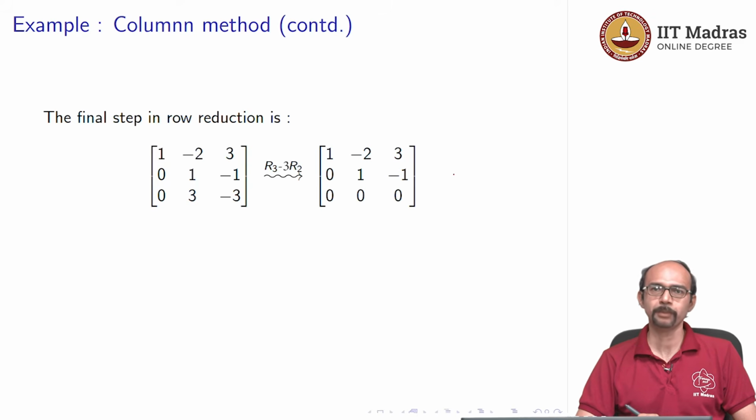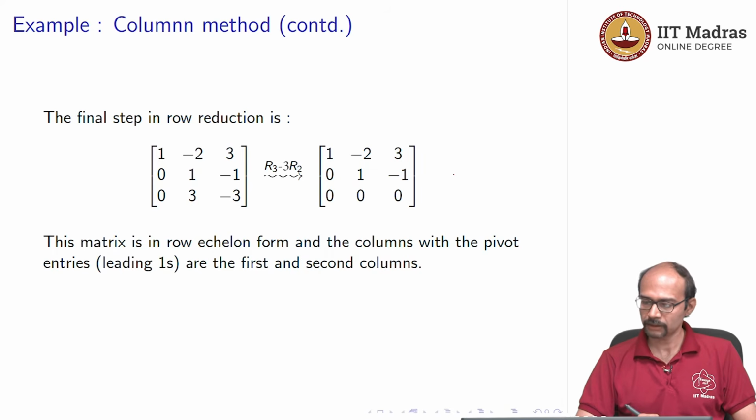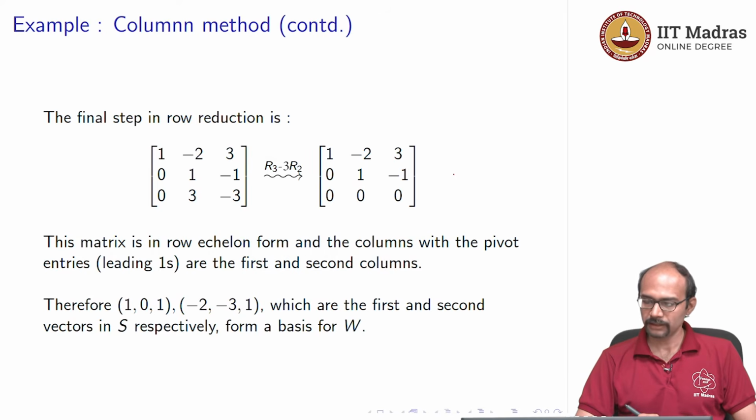And so, we know now where the pivot elements are. The pivot elements are the one in the 1 1th place and the one in the 2 2th place. So, the columns containing the pivot elements are the first column and the second column. So, what that means is that the first vector and the second vector in your original spanning set form a basis. So, your first two vectors were 1 0 1 and minus 2 minus 3 1. So, these are your first and second vectors, and they form a basis for W.